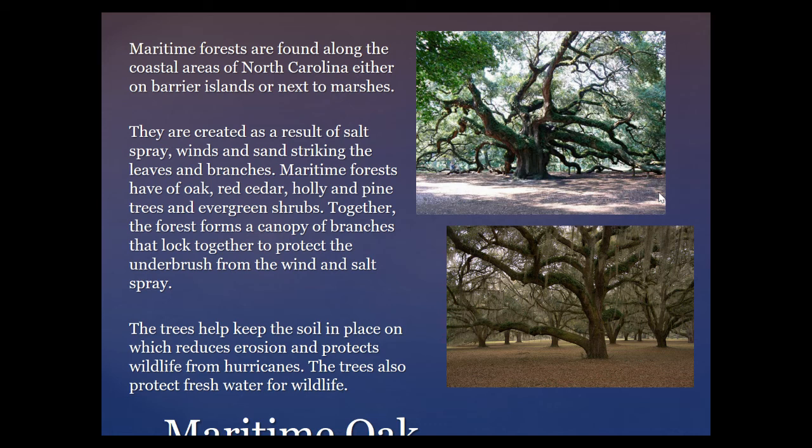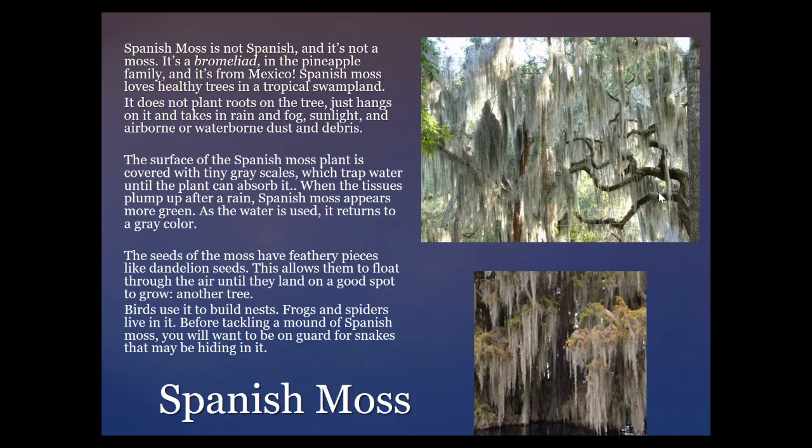And so these canopies also protect the wildlife, or the animals, from any hurricanes or dangerous weather that might come in from the ocean. And it protects fresh water for wildlife. So these maritime oak trees, or these maritime forests, are really important because they help to protect other parts of the land and other animals and plants from some of the things that might hurt them coming in.